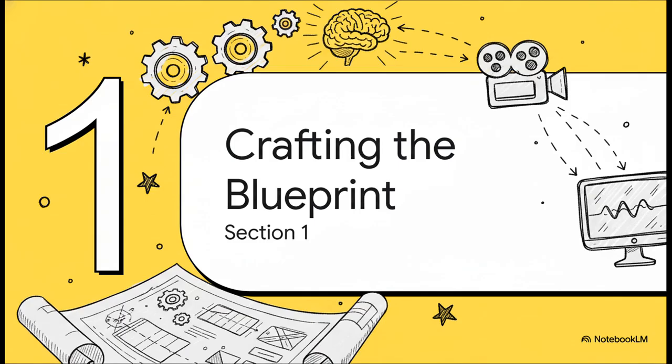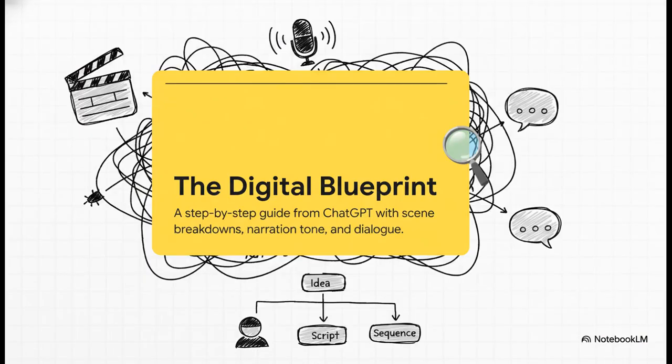Okay, first things first. Before you even think about generating a single cool-looking image, you need a plan. And not just any plan, a really, really solid one. This is what the creator calls the digital blueprint. So, and this is crucial, the first tool in the toolbox has nothing to do with visuals. It's ChatGPT. The creator uses it to build the entire foundation of the trailer. We're talking every single scene, the exact tone of the narration, and all of the dialogue.